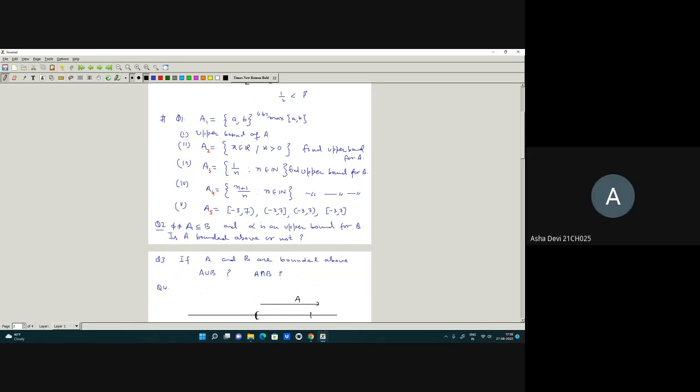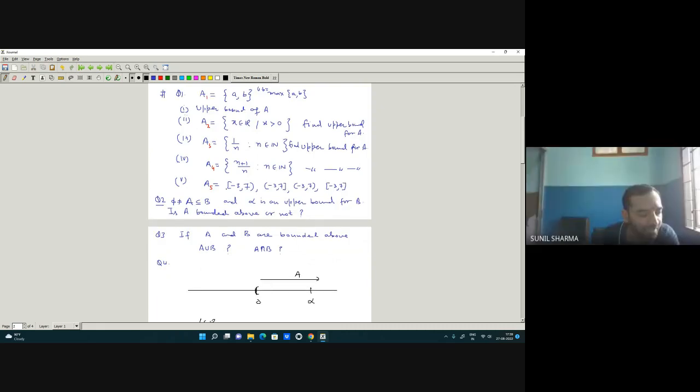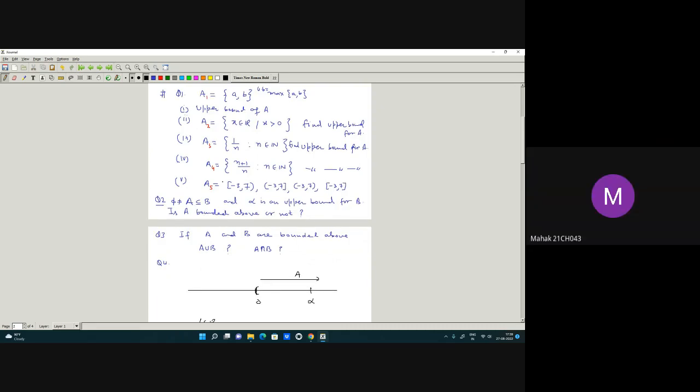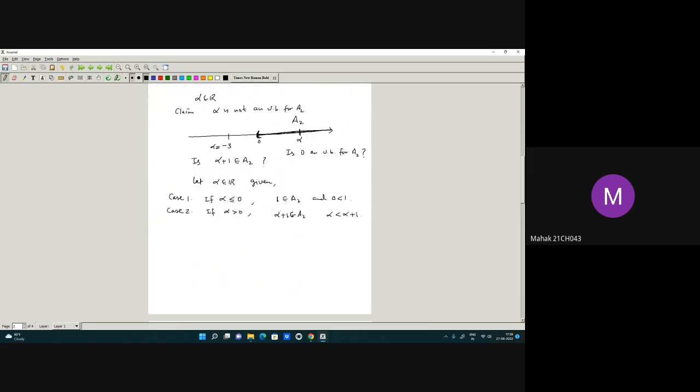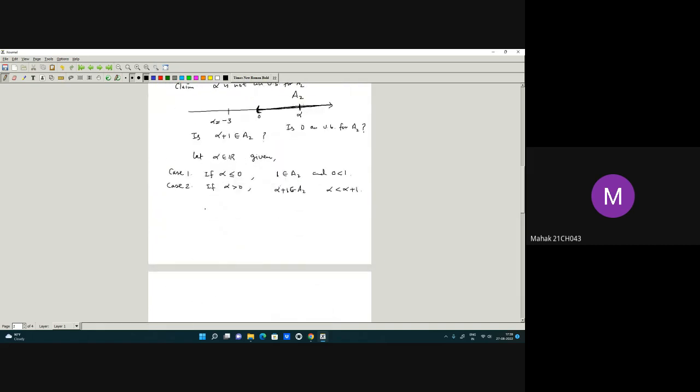1. Yes, Mehak. So here n is a natural number, so n is greater than 0. So also 1 upon n is greater than 0. And we also know that 1 upon n is less than or equal to 1. So here the upper bound is 1.